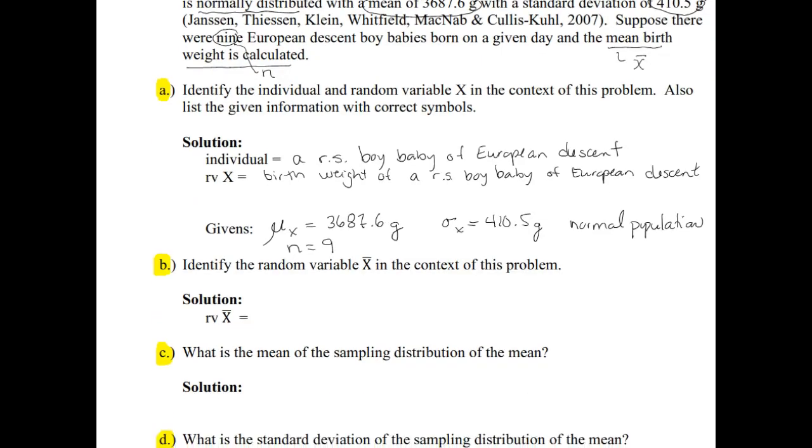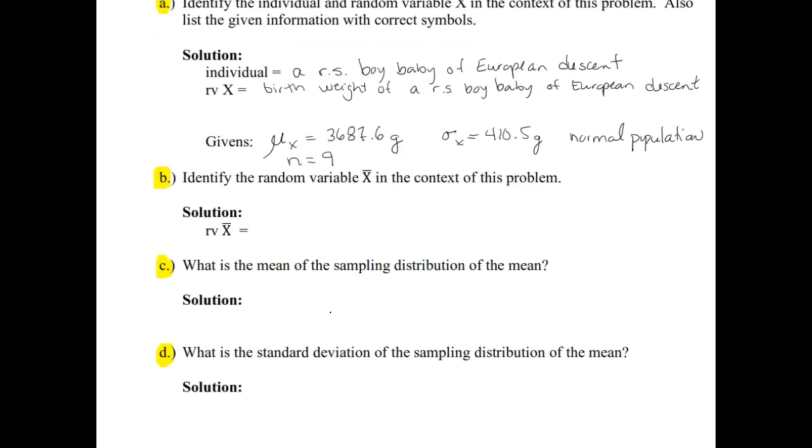Okay. So part B says to identify the random variable x bar in the context of this problem. Okay, so x bar is our symbol for sample mean. So the wording for that in general is going to be the mean measurement of n randomly selected individuals. So in this case, that's going to be the mean birth weight of 9 randomly selected boy babies of European descent.